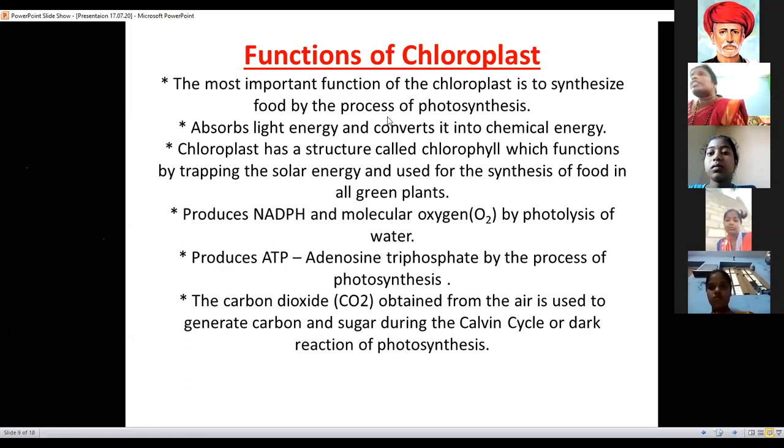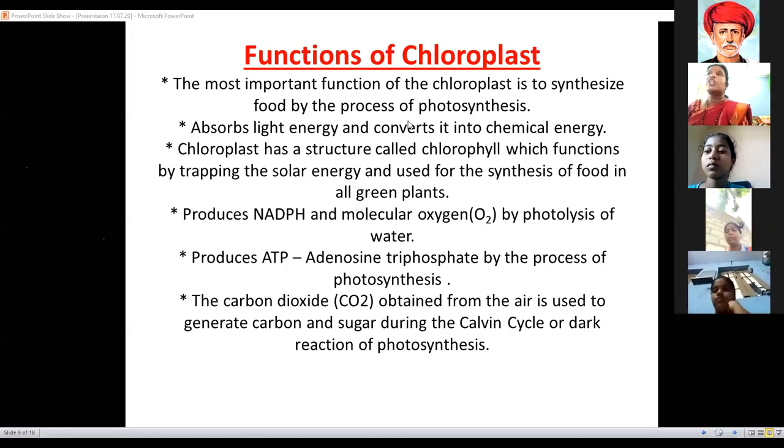The most important function of the chloroplast is to synthesize food by the process of photosynthesis. Chloroplast is a very important part of the leaf. The chloroplast absorbs light energy and converts it into chemical energy. Chemical energy means it produces carbohydrates, food contents.